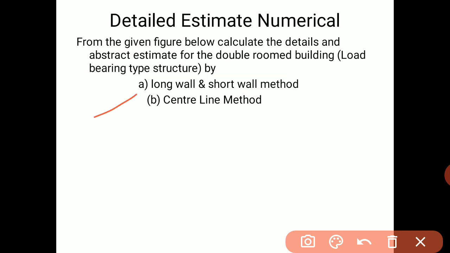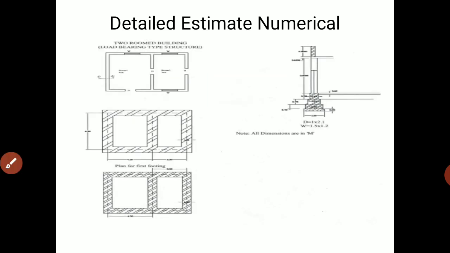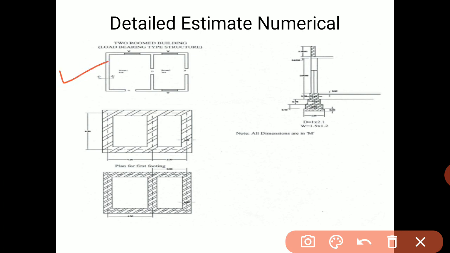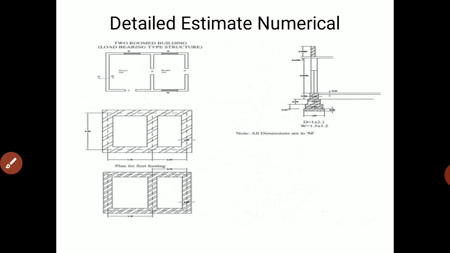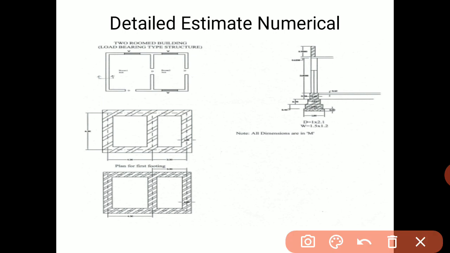So from the given figure below, calculate the detailed and abstract estimate for the double room building, that is a load bearing type structure, by long wall short wall method and by center line method. In your exam they'll give one line plan and section. Okay, these two diagrams are given in your exam. So this is a two room load bearing type structure, and that's why the foundation is also stepped footing. For load bearing structure we use stepped footing foundation.